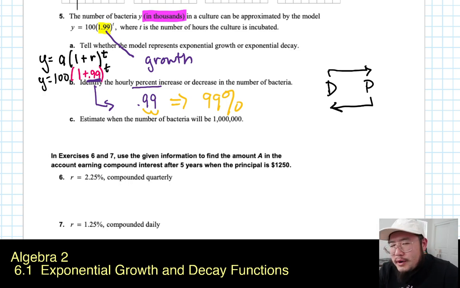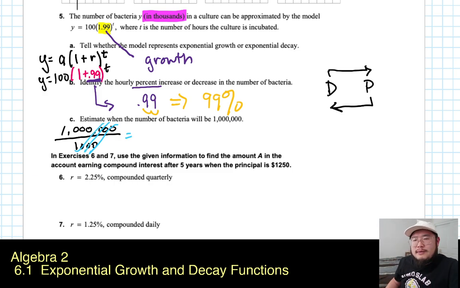What we're going to have to do is, let's take that 1 million right here and convert that to our bacteria in thousands. I'm going to take this 1 million and divide that by 1,000. And unfortunately, if you don't do this part correctly, you're going to be in a whole world of hurt. You're like, man, I can't get this answer. So we're going to look at how the number of bacteria will actually be 1,000.